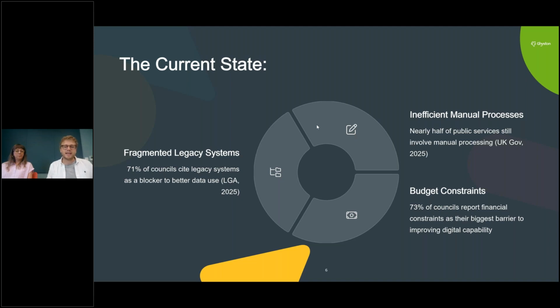So we'll start with fragmented legacy systems. According to the LGA, more than 70% of councils cite the fact that they've got old legacy software that blocks them evolving what they're doing. That's not really surprising. Most authorities operate in silos, and they have systems that don't use APIs, they don't talk to each other, they don't necessarily work with new technology, and they trap you in and keep you entrenched. You might only be using half the functionality, but you've got a long-term licensing agreement.